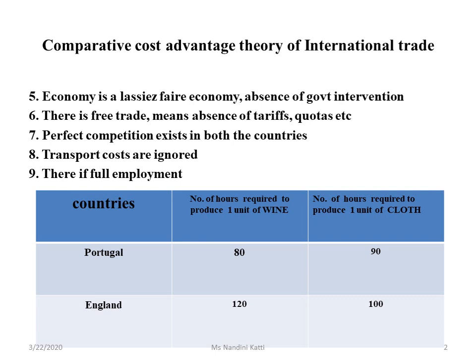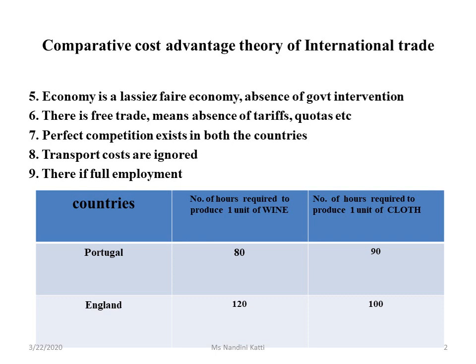The countries chosen are Portugal and England in our example, where they produce 2 commodities, wine and cloth. And hence we have a 2 by 2 model, 2 countries, 2 commodities. Portugal needs 80 hours of labor time to produce 1 unit of wine and 90 hours of labor time to produce 1 unit of cloth. Hence, it has a big advantage in production of both the commodities in comparison to England.